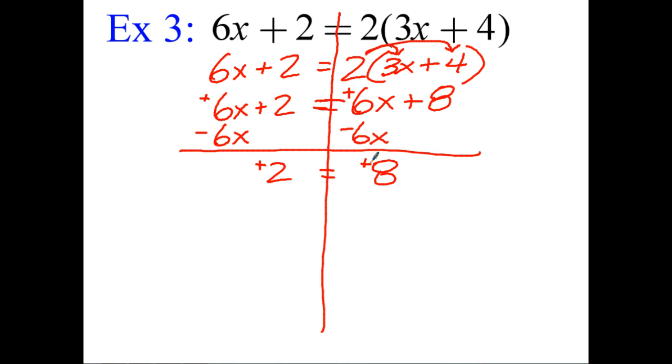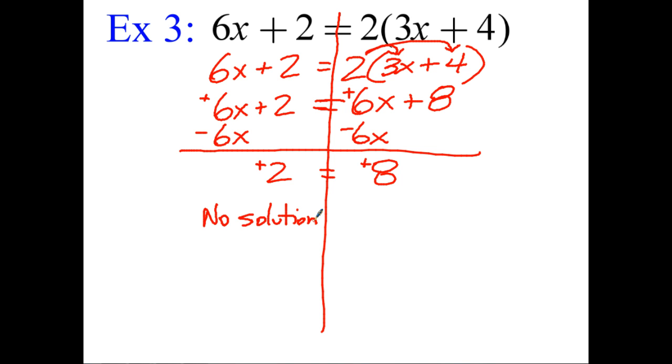And if you look at this, there's nothing we can do. 2 can never be equal to 8. It's just not possible. 2 and 8 are not the same. So what this means is that up here, it's impossible. There are no solutions. There's no number you can put in here and here that will make both sides equal to each other. So there is no solution to this. Nothing will work no matter what you put in.